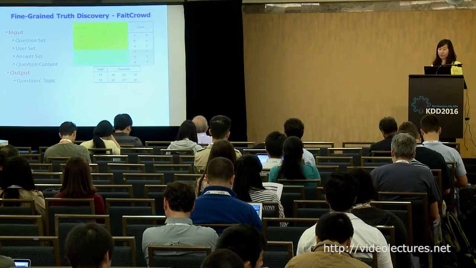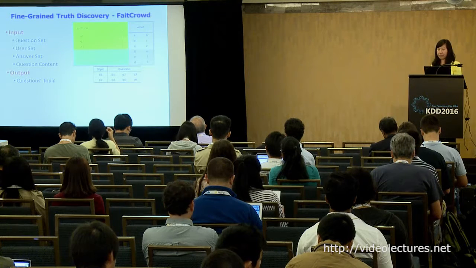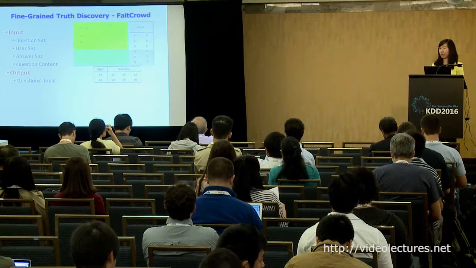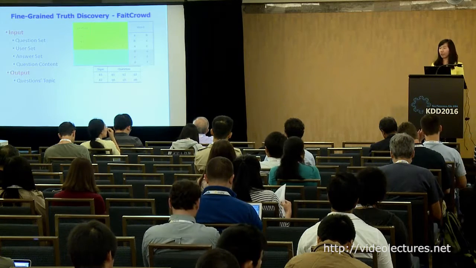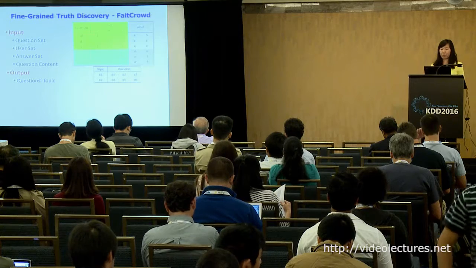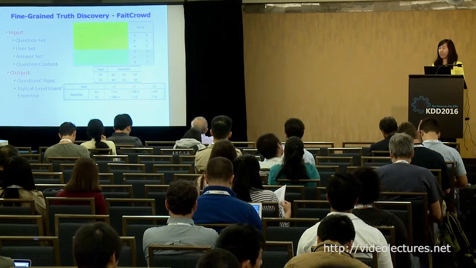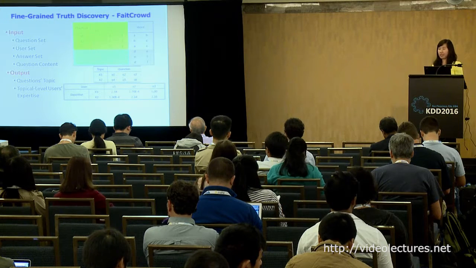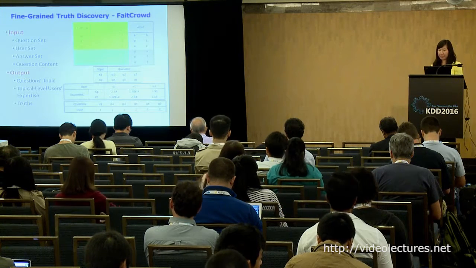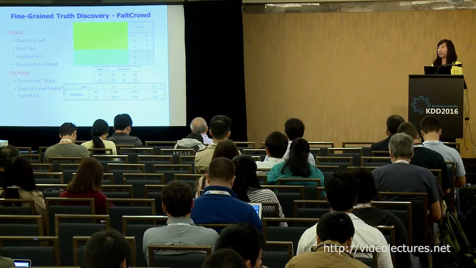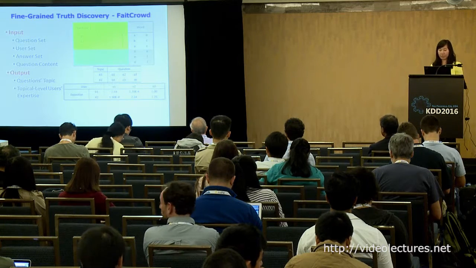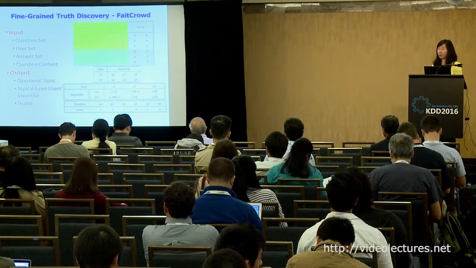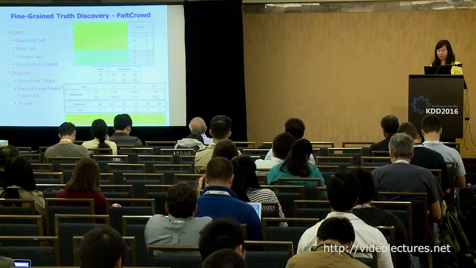The output first is the topics. In this toy example, we suppose there are 2 topics. Q1 to Q3 belong to topic 1, and Q4 to Q6 belong to topic 2. Then we want to find out the topic-level user expertise, so a user may have different expertise levels on different topics. And finally, we want to find out the true answer for each question.